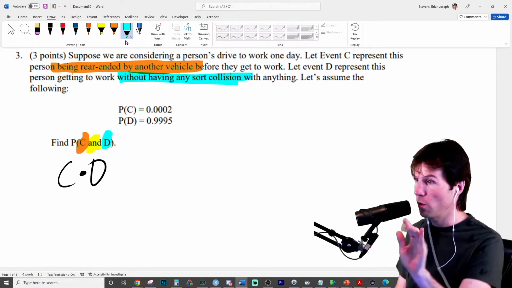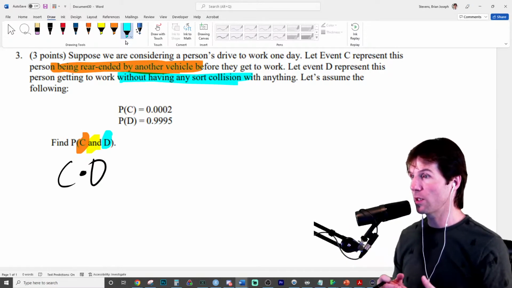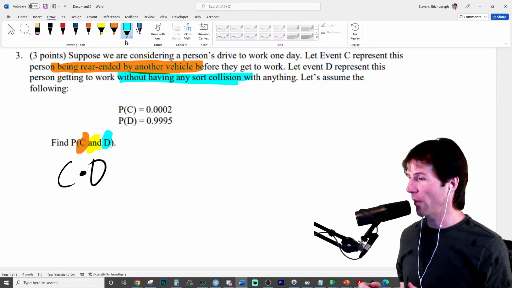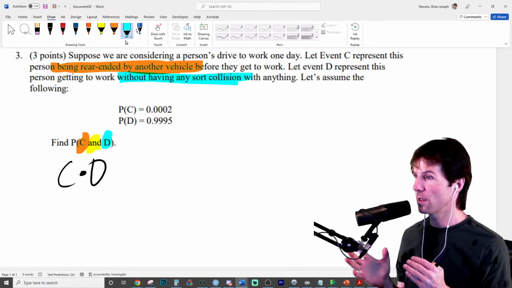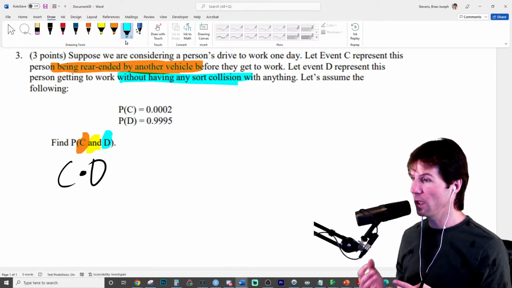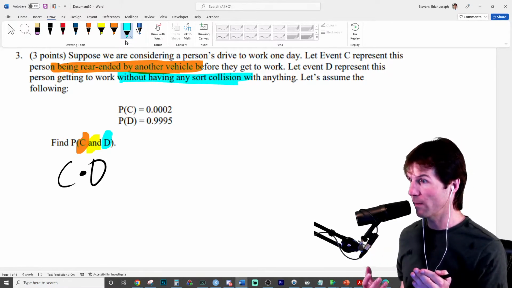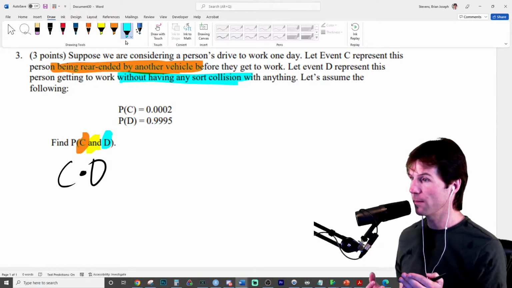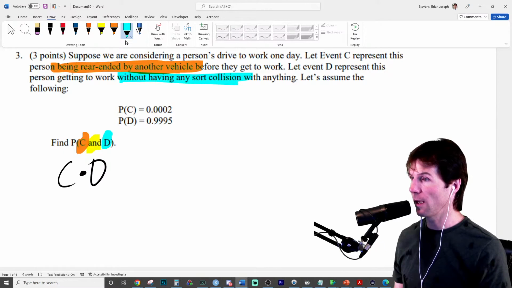So C is you are rear-ended. Here's your car. Boom, rear-ended. That's you. D is you get to work without any sort of accident. Nothing happens. What does it mean if they're independent? It means if one happens, it would change the probability of the other. This is the same day. If you get rear-ended, can you get to work without getting in an accident? Yes or no?